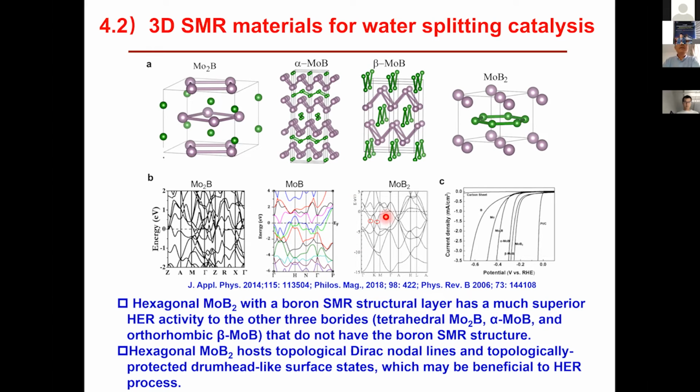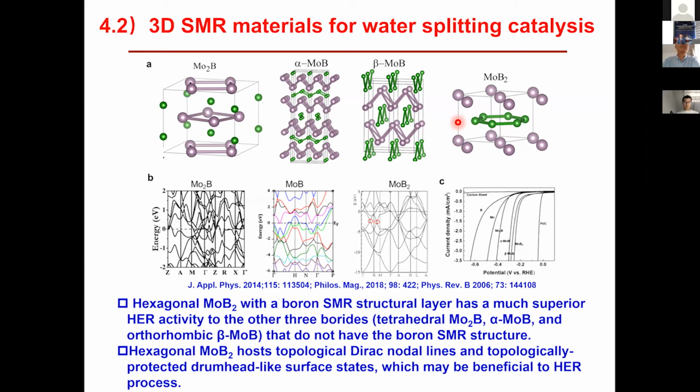So, scientists have suggested this hexagonal molybdenum diboride hosts topological Dirac nodal lines, you can see here, nodal lines, and the topologically protected drumhead-like surface state, which may be beneficial to HER activity. Actually, not only those chemicals, but also some other chemicals with six-member ring structures show higher catalytic activities as well.